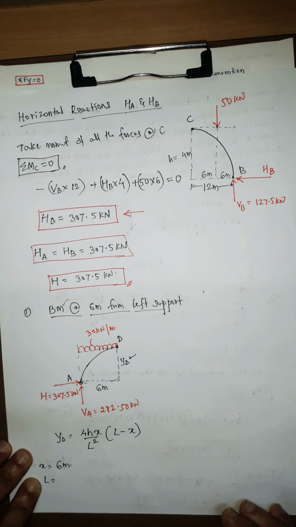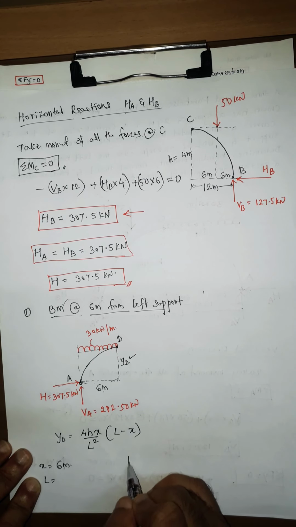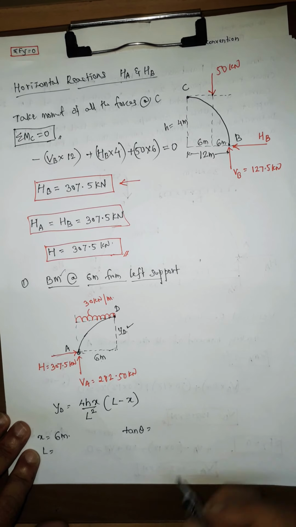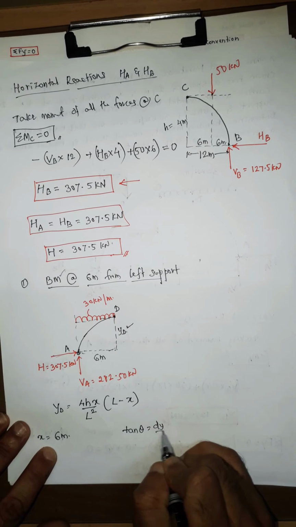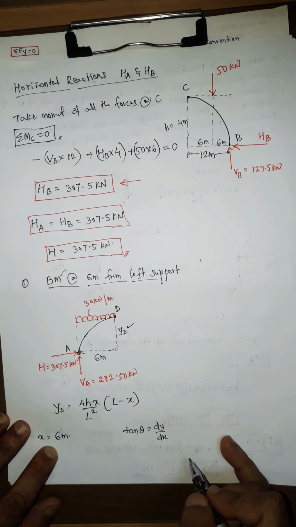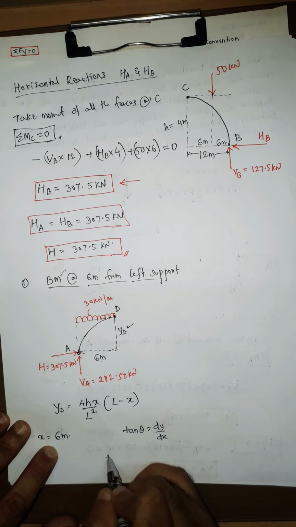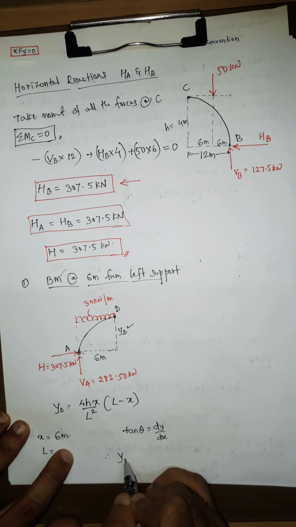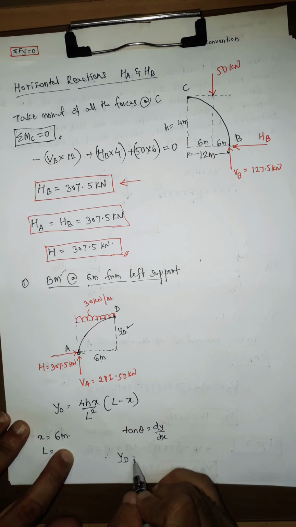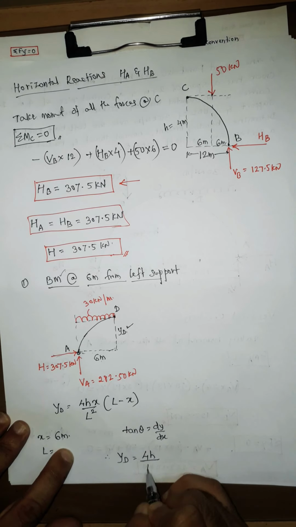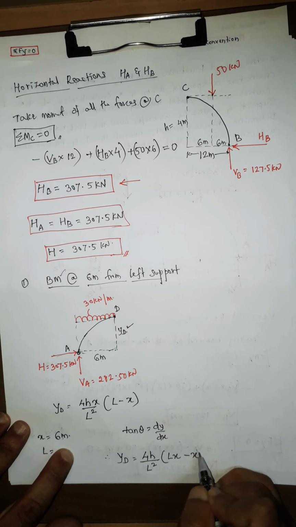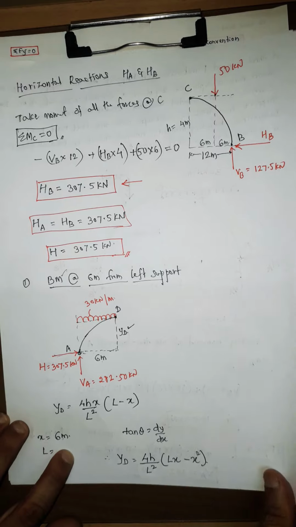Right, so let us find out YD, and we know that tan theta is also denoted by dy by dx. So therefore we can find YD from this equation. YD is equal to 4h divided by L square. I will take x inside. This is Lx minus x square.